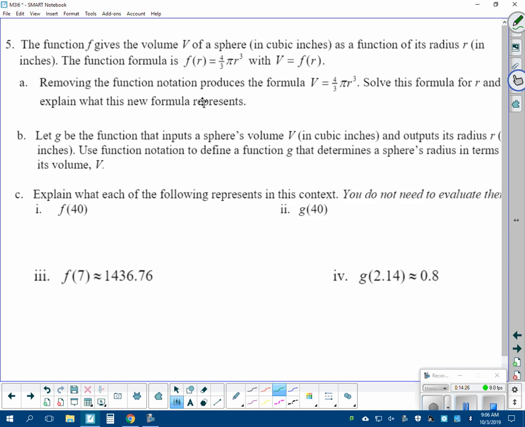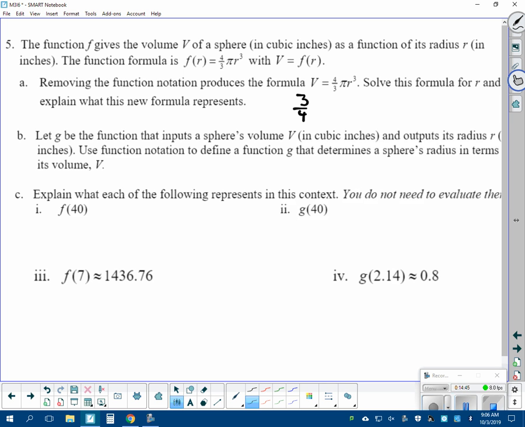Part A, removing the function notation produces the formula V equals 4/3 pi r cubed. Okay, so they changed f of r to just a V. Solve this formula for r and explain what the new formula represents. How do we solve this formula for r? What would be the first step?